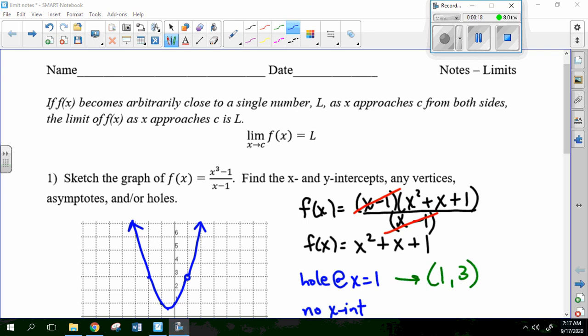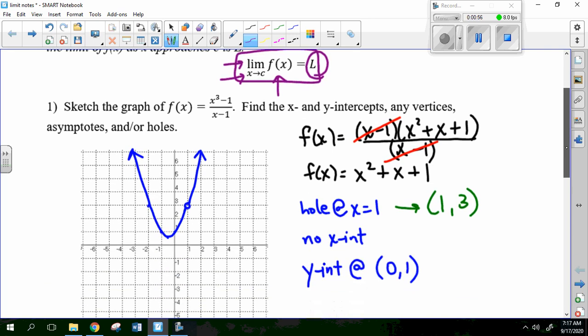It says if f of x becomes arbitrarily close to a single number. Now arbitrarily close means really close. All right, to a single number, we'll just call it L, as x approaches some value of c from both sides, the limit of f of x as x approaches c is L. All right, so here's our notation. This is read: the limit as x approaches c of f of x equals L. Okay? Now, we'll get back to that in a second.